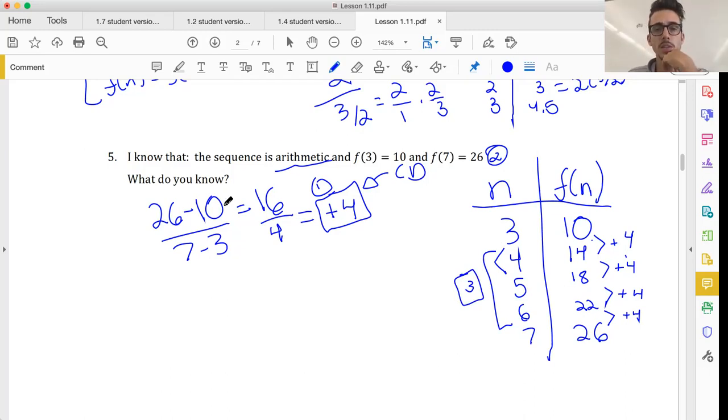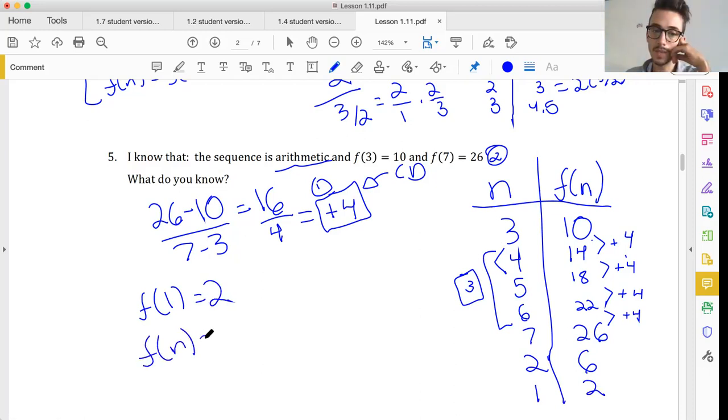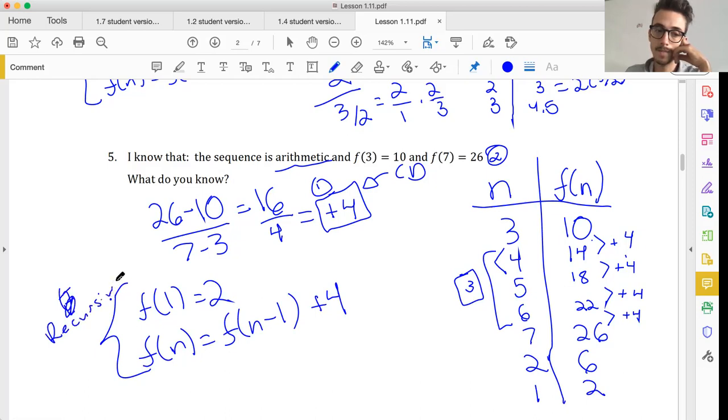Sure, we could. You could say, well, f of 3 is the starting point, but we could go back to f of 1. Because in this case, if n was 2, our outcome here would be 6. And then if it was 1, just deducting 4 more, that'd be 2. So then we would say f of n equals f of n minus 1, just plus 4. So that's our explicit. So psych, recursive. That's the fourth thing that we got.